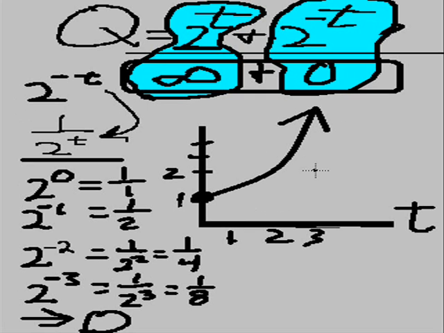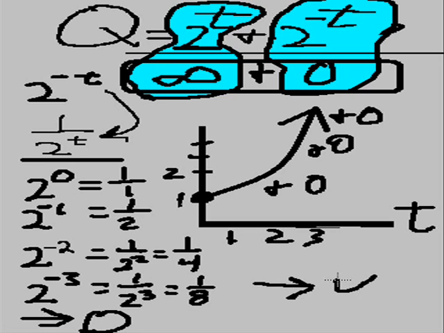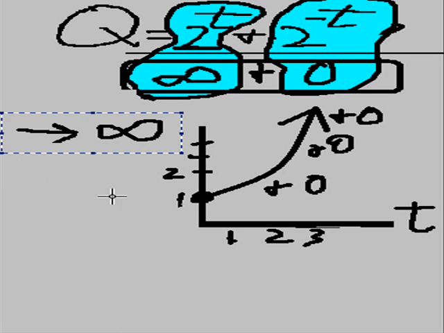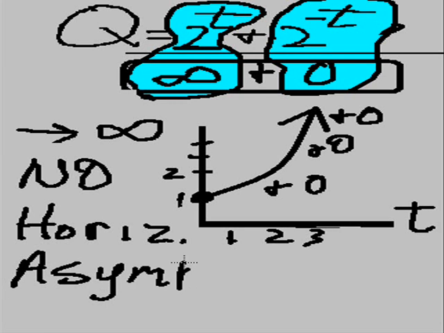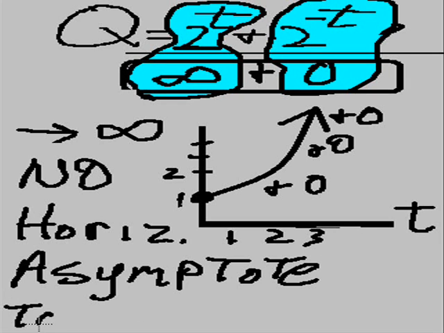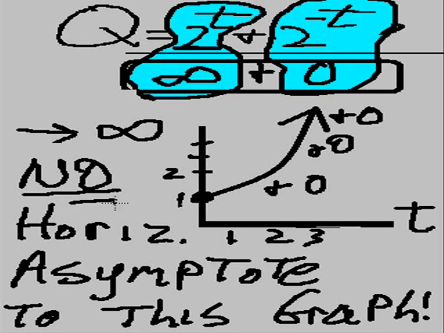And at each stage along the way, I have to add almost 0. Does that really have an effect on it? No. It's going to infinity. This whole graph is going to infinity. So we say that there is no horizontal asymptote to this graph.